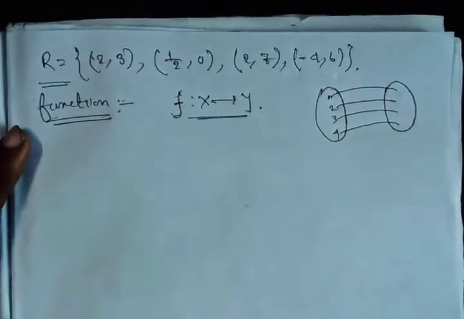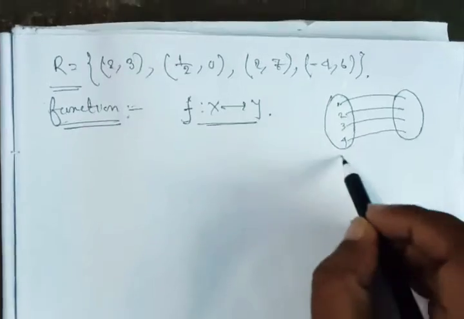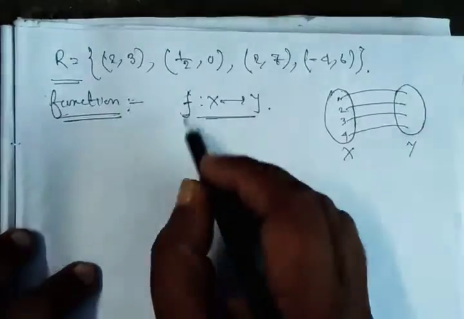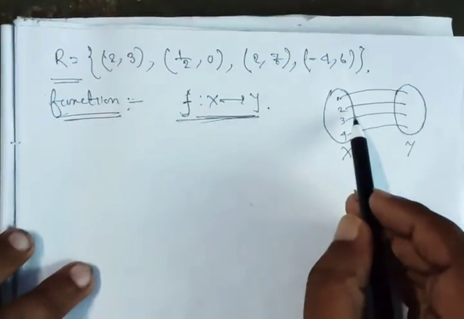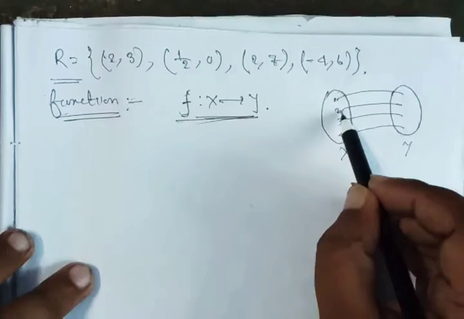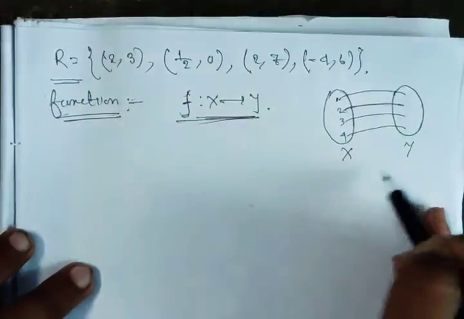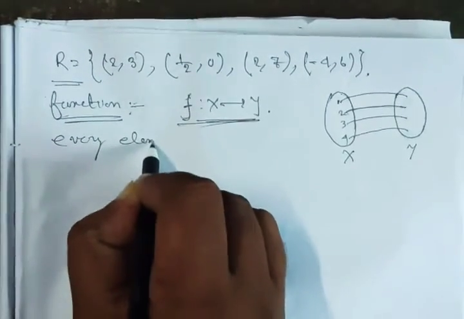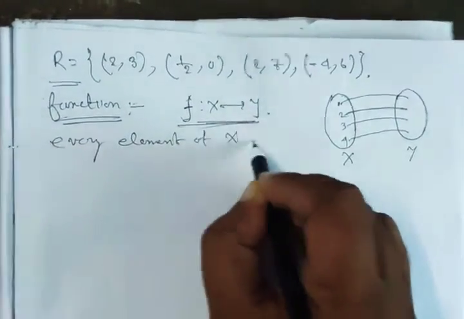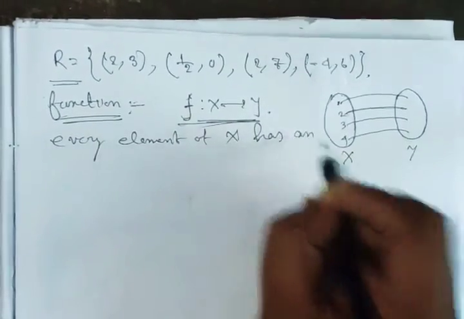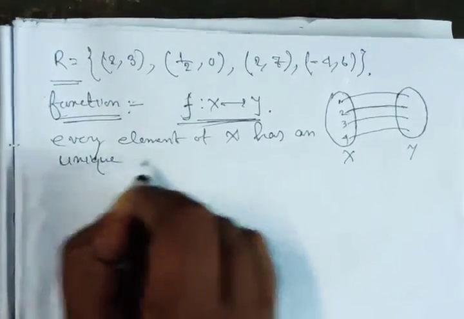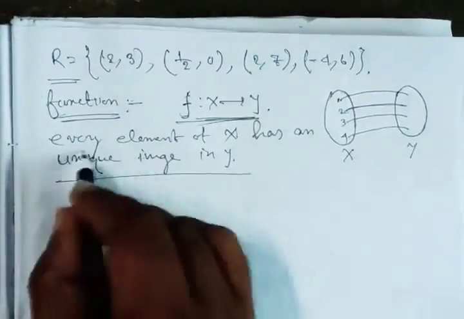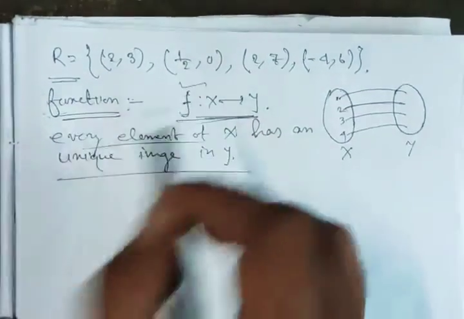Here x and y are two non-empty sets. So, we can say that f is a function if every element of x has a unique image in y. If so, then we can say that this f is a function.